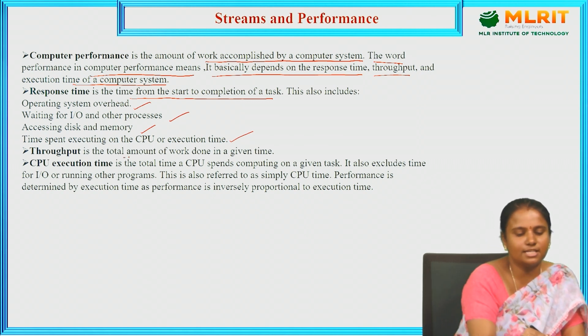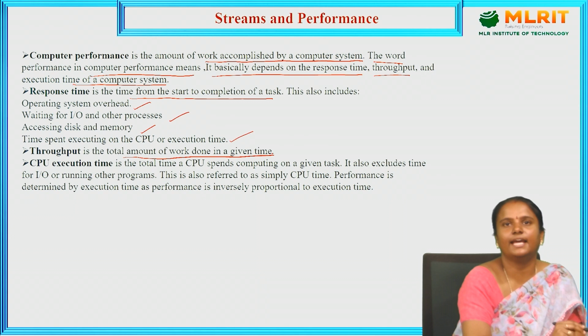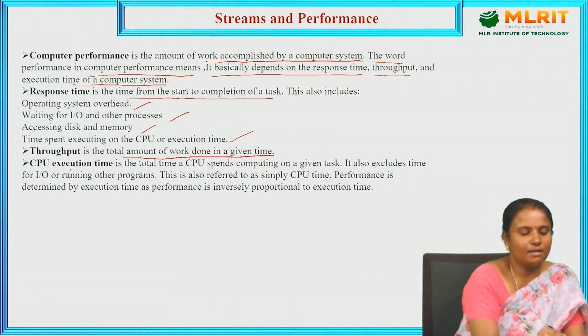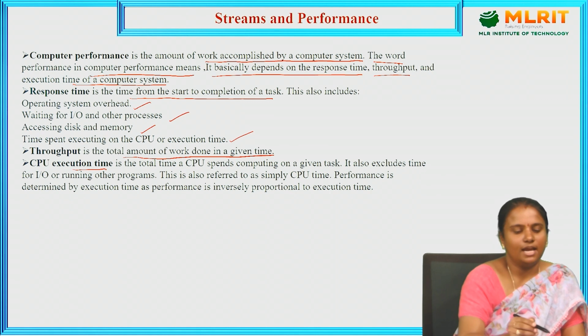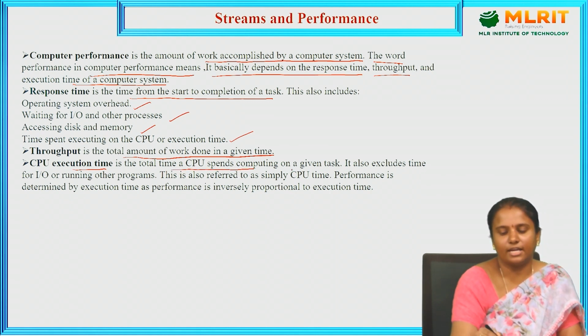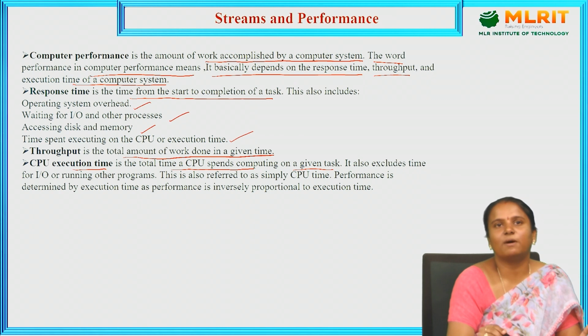Throughput is the total amount of work done in a given time. So when the process completes its execution, the total amount of execution done in the given time is the throughput. Next, what do I mean by CPU execution time? It is the total time the CPU spends computing on a given task, the amount of time taken to complete its task.